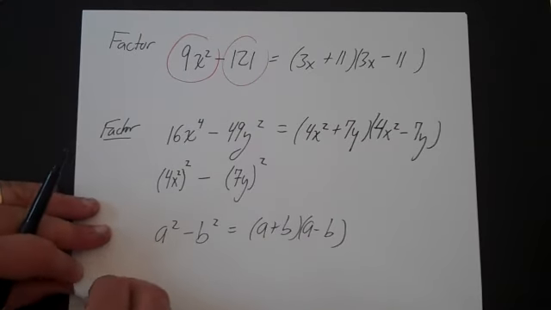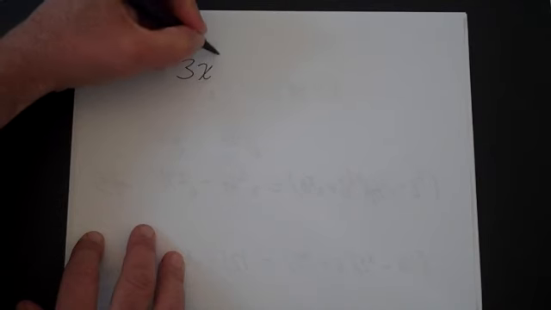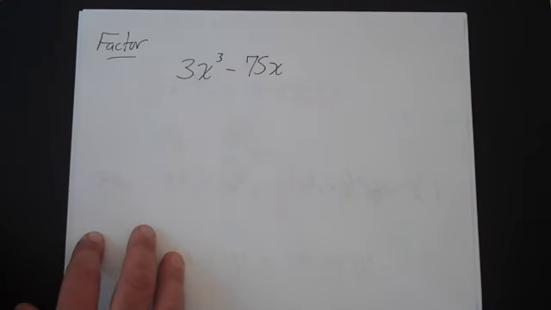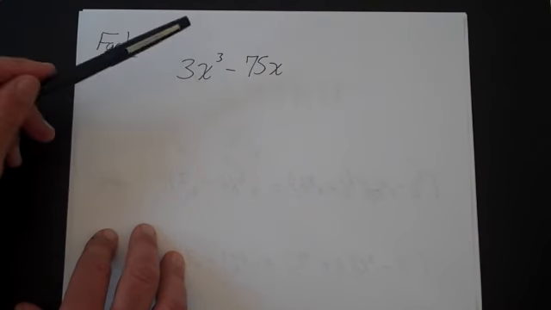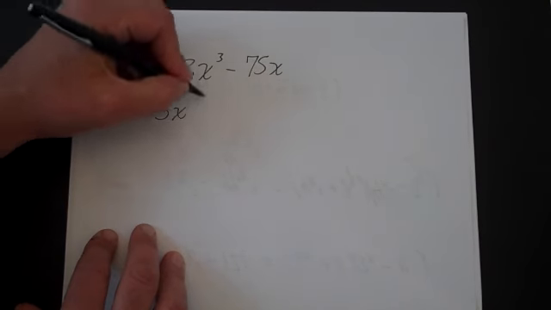I want to show you one last problem, and that is sometimes you have to factor a monomial out before you go further. So let's do this. Let's say we had factor 3x to the third minus 75x. Well, that's not the difference of two squares. 75 is not a perfect square, and 3 is not a perfect square. But what we can do is we can factor 3x out.